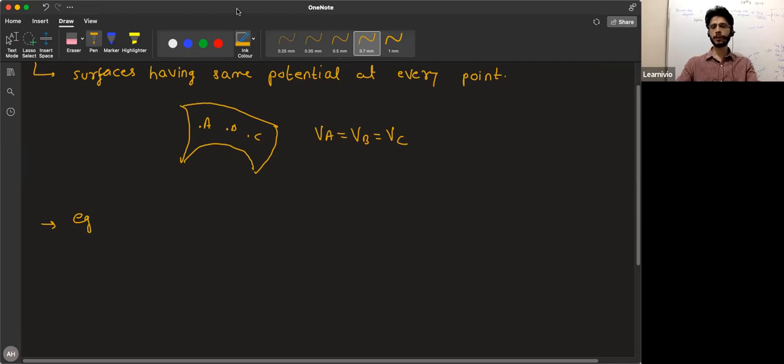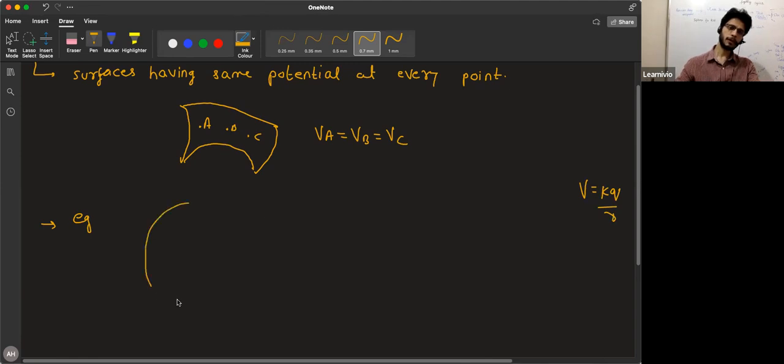Okay, what is the expression for potential of a point charge? Jasola, do you remember the expression for potential for a point charge? Can you repeat again? KQ by R. So that's the expression of potential due to a point charge.